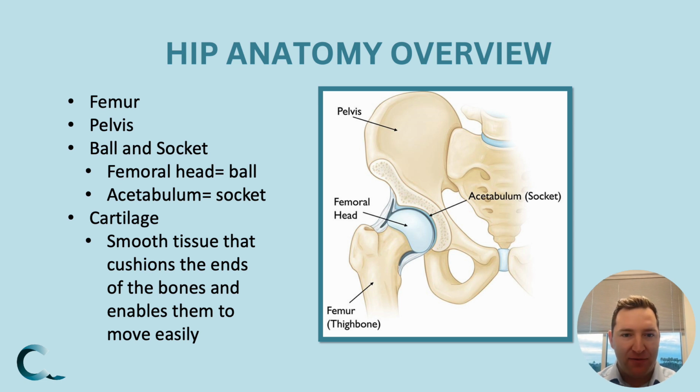Moving on to hip. So the hip is a ball and socket joint that's made up of your femur, which is your thigh bone, your pelvis, and then the ball and socket articulates. The femoral head is what's known as the ball, as you can see in this image here, and the acetabulum is your socket. Similar to in the knee, you do have a thin layer of articular cartilage that allows for painless range of motion of the hip.